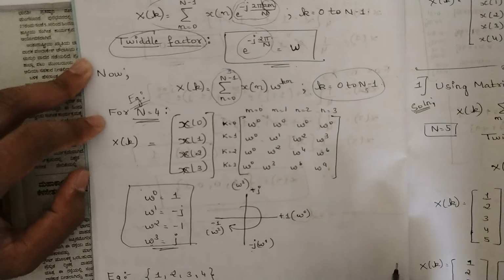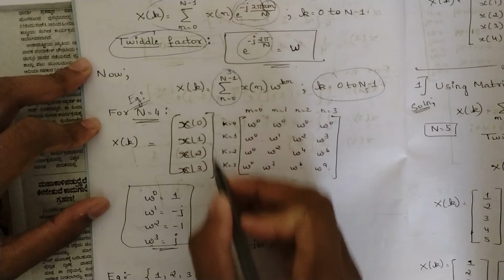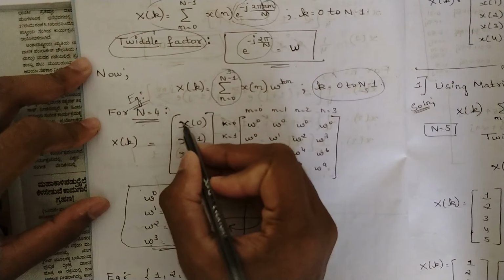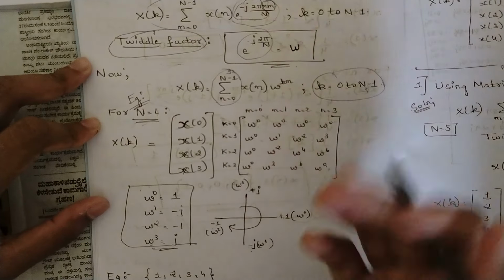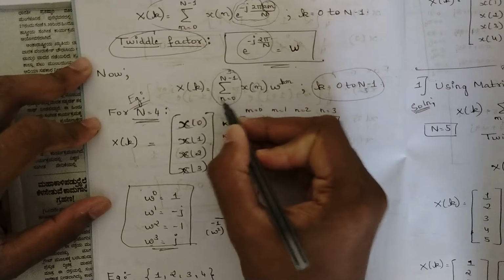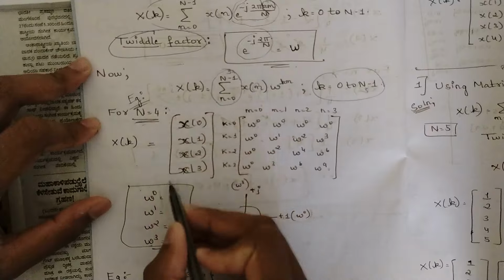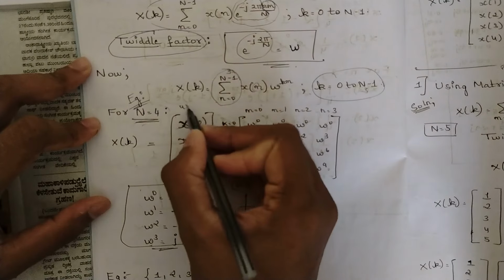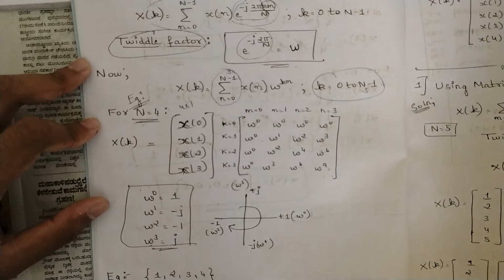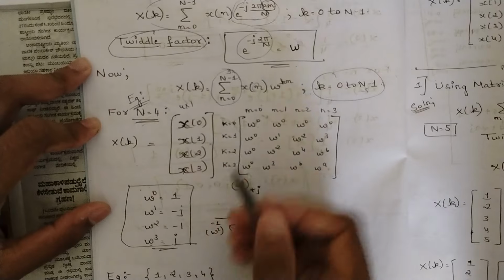Now to represent this in matrix form, first write X of k as one matrix, where you split all the terms and write them as X of 0, X of 1, X of 2, X of 3, just as we do in the linear formula method. You write it as a 4 cross 1 matrix, which consists of 4 rows and a single column. So this is called a 4 cross 1 matrix.